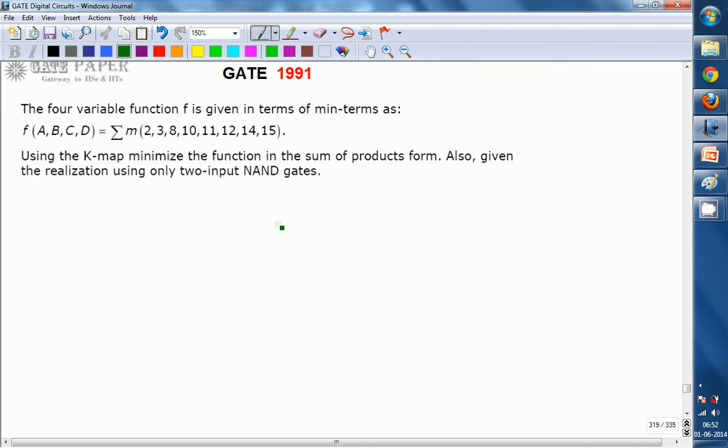F of a, b, c, d is sigma m of 2, 3, 8, 10, 11, 12, 14 and 15. Using the K-map, minimize the function in the SOP form. Also give the realization using only 2 input NAND gates.